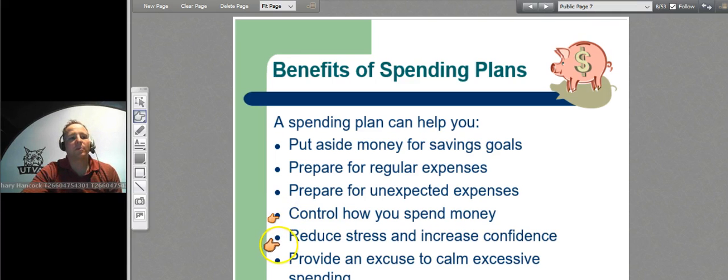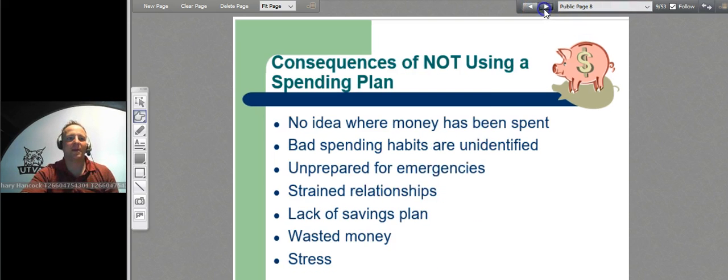This controls how your money's spent. It reduces stress and increases confidence, and it provides an excuse to calm excessive spending. So instead of going on the Amazon app, which I do all the time, like, oh, I need this, right? Did I really need that? No. It's like if I don't have the money, then I won't use the money, right?